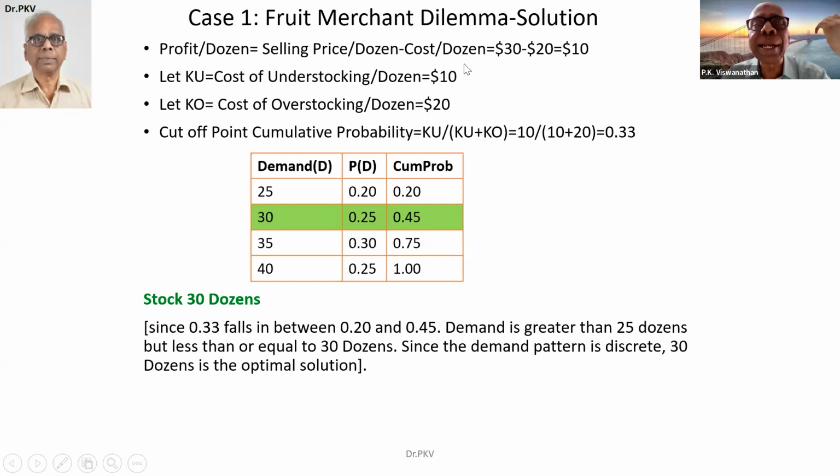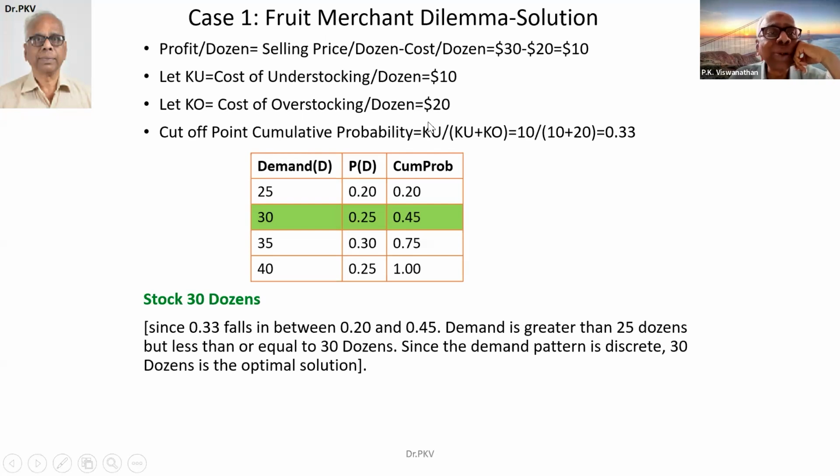There is a demand, but I have lost the opportunity of making $10 per dozen. KU is the cost of understocking per dozen, which is $10, and KO is the cost of overstocking per dozen, which is $20. In other words, if I don't sell and there is excess stock, I lose $20, which is the fixed cost.